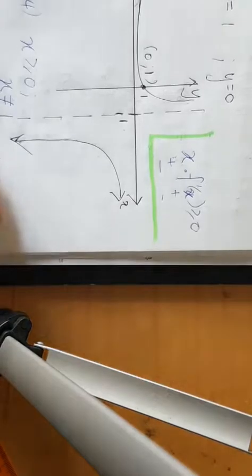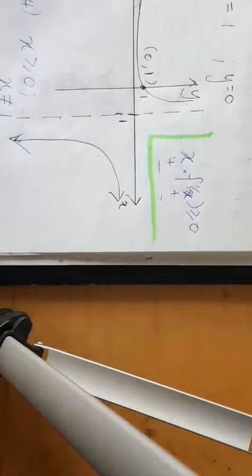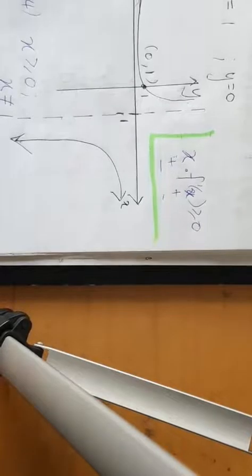Or you can say all the x's between -1 and less than 1 but greater than or equal to 0, or it's going to be all the x's greater than 1. So there's another way you can write this.